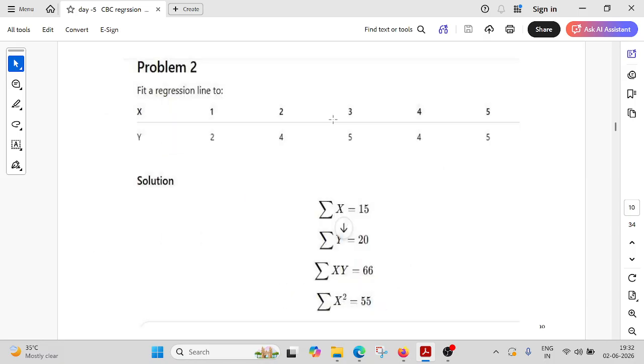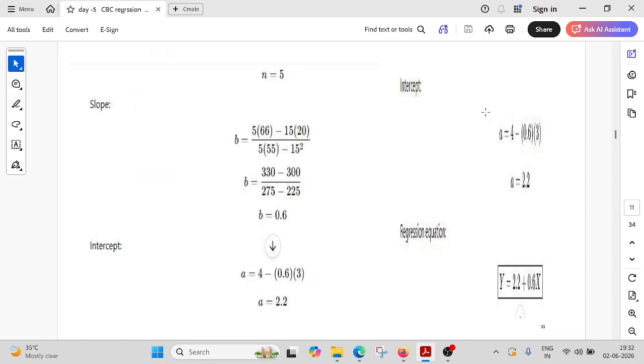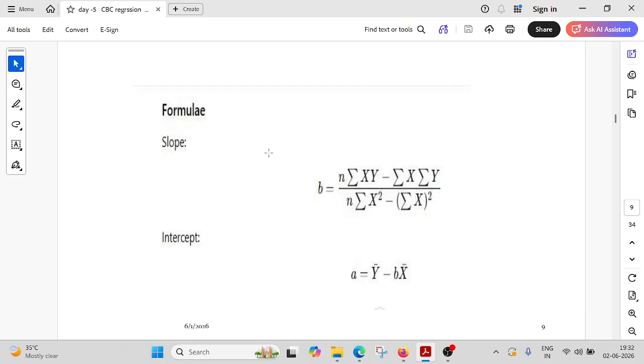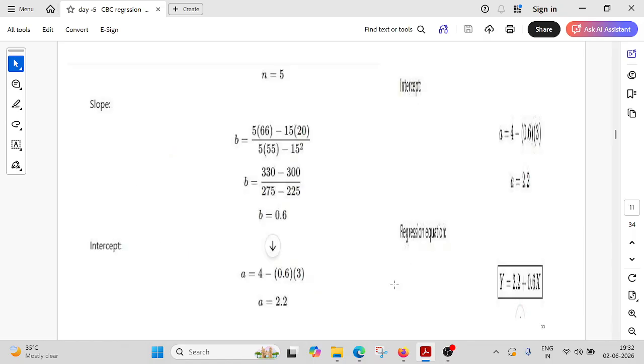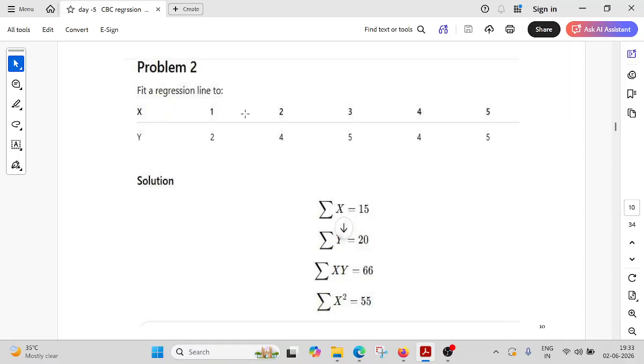So what is the n value? n is here 1, 2, 3, 4, 5. So n is equal to 5. And the B formula, I already said. So this is the formula for B and this is the formula for A. So you substitute the values, you get the B value, and then the A value. So once you have the regression, what is the equation? y is equal to A plus Bx. Now what is the A value? 2.2, plus what is the B value? You got the B value 0.6 into x. That's it. Okay. So this is the regression line.